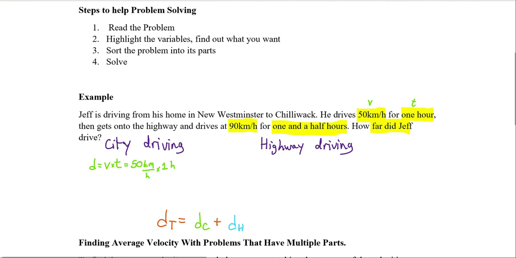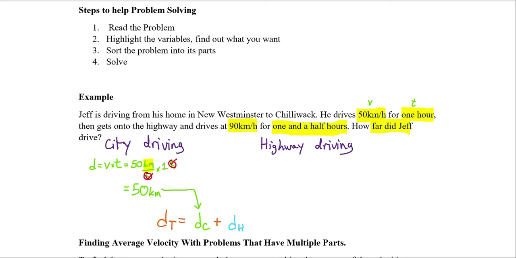I take a look. Are my time units matching? Hours and hours? They are. That's good. Okay. So I can go ahead and do this multiplication. 50 times 1 is 50. And what units do I have left? Take a look here. We have kilometers. So we drove 50 kilometers. So that is our city driving amount. I get to put that in right there.